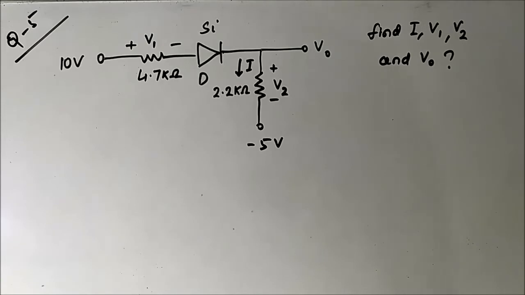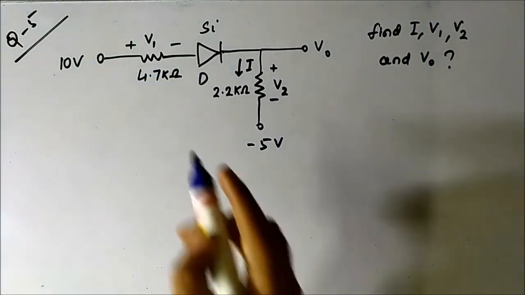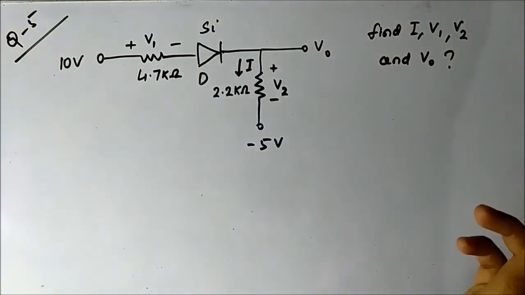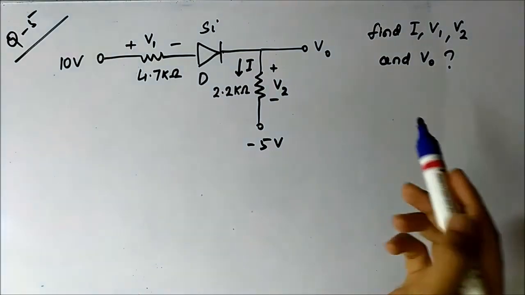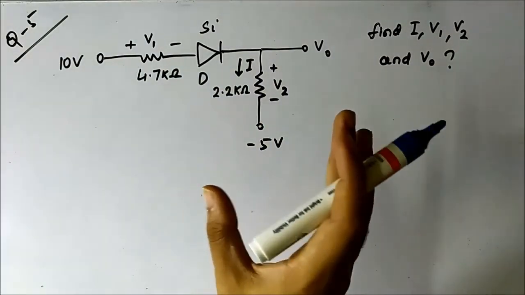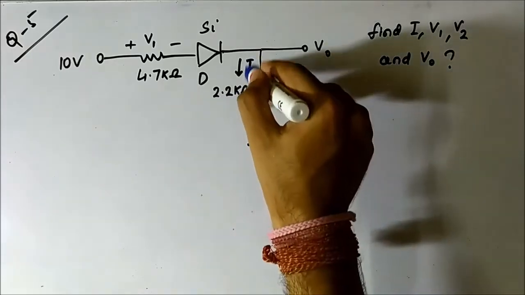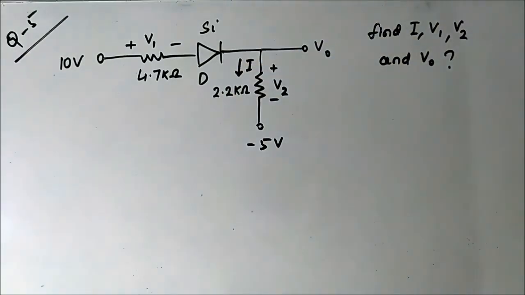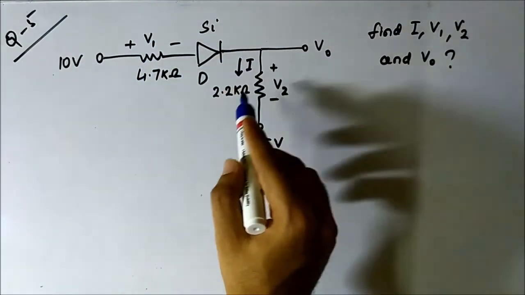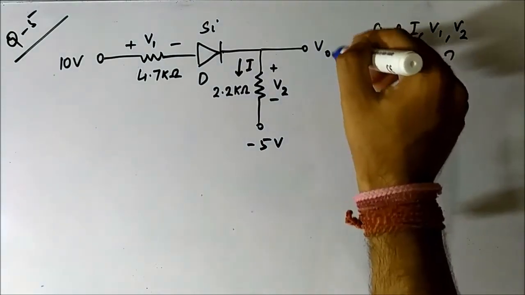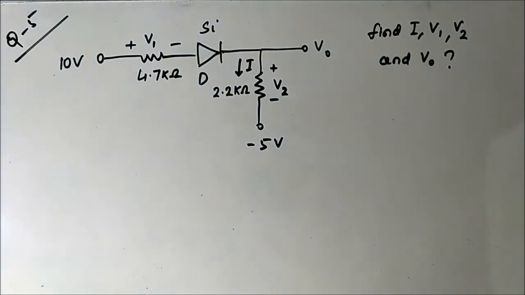So this is the fifth question related to diode connections which we are going to solve. In this we have again a silicon diode. It has two resistances, 4.7 kilo ohm and 2.2 kilo ohm, a 10 volt DC voltage source and a -5 volt source. In this question we have been asked to find the current I flowing through the circuit, the voltage drops across the 4.7 kilo ohm and 2.2 kilo ohm resistors, and this voltage V subscript O.